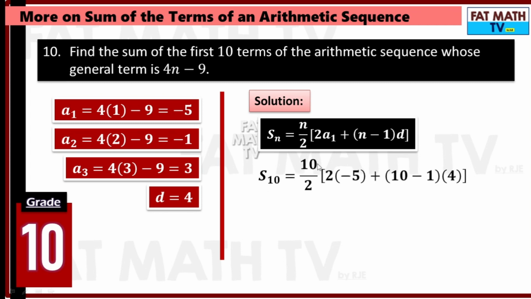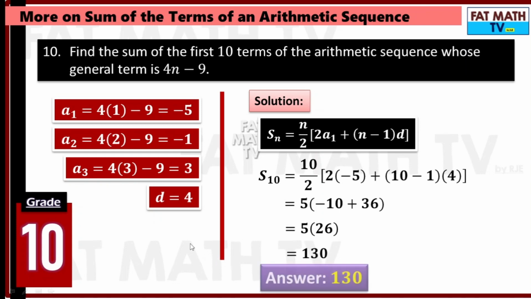So 10 over 2 times 2 times a sub 1 is here, negative 5, plus n is 10 minus 1 times d is 4. 10 divided by 2 is 5. 2 times negative 5 is negative 10. 10 minus 1 is 9. 9 times 4 is 36. Negative 10 plus 36 is 26. 5 times 26 is 130. So the sum of the first 10 terms of an arithmetic sequence whose general term is 4n minus 9 is 130. So we needed to identify here the first few terms so that we will know the common difference.